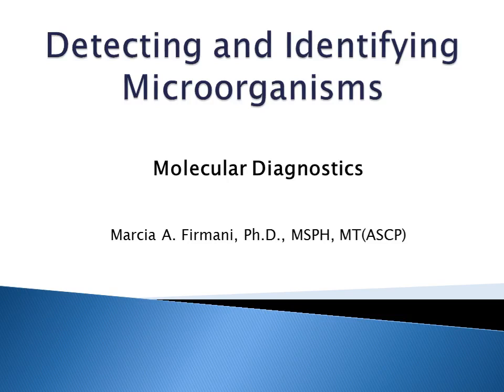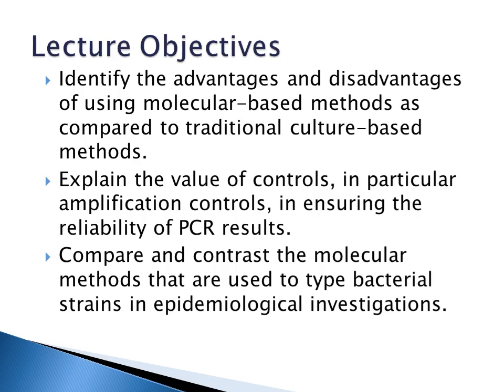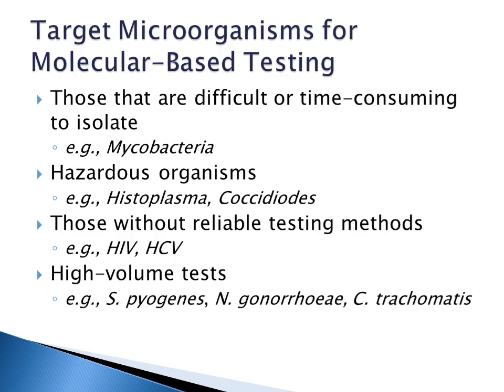In this lecture, we're going to discuss detecting and identifying microorganisms. At the end of the lecture, you should be able to identify the advantages and disadvantages of using molecular-based methods compared to traditional culture-based methods, to explain the value of controls, in particular amplification controls, in ensuring the reliability of results, and compare and contrast the molecular methods that are used to type bacterial strains in epidemiological investigations.